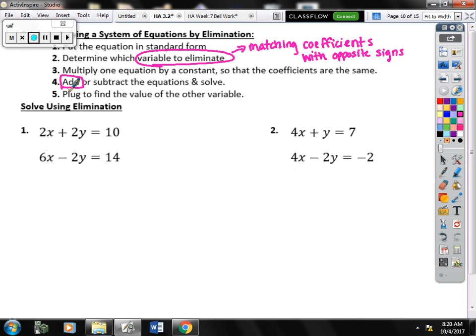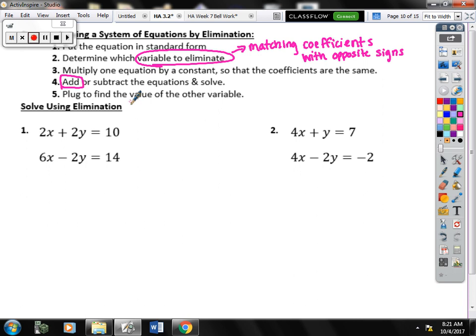Now, if you don't like that, and you remember your teacher last year allowing you to add or subtract, you can do it. I don't care. But I'm telling you, if you do it this way, you're less likely to make a small little calculation mistake. Of course, once we get the value of one variable, we'll plug it back in to get the other.